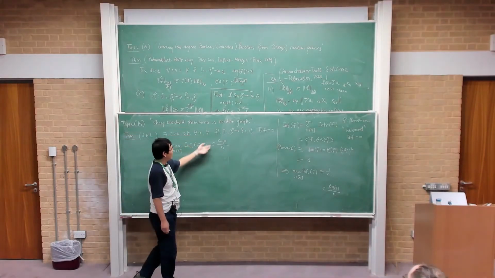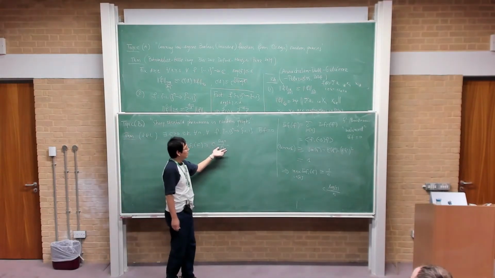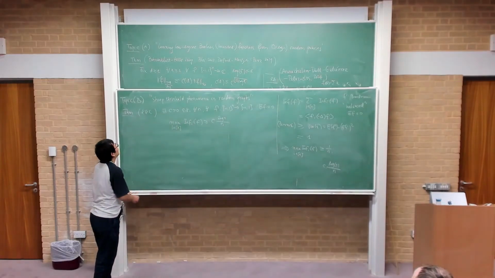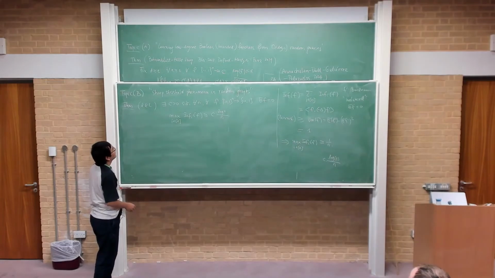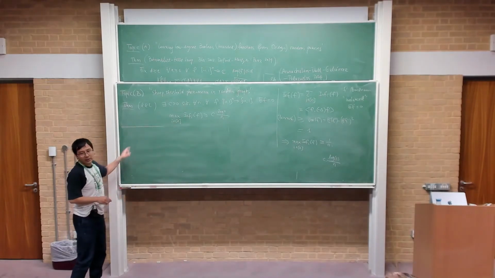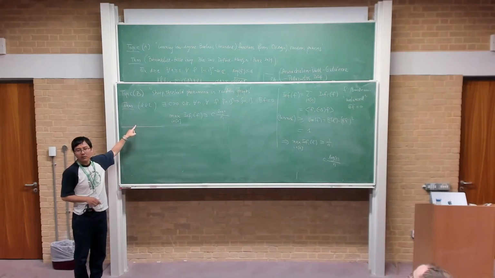phenomenon in random graphs. With this lower bound, you can observe the following thing. Let me remind you the definition of random graphs. Any questions about this KKL?